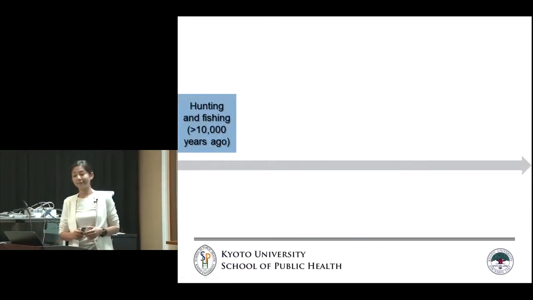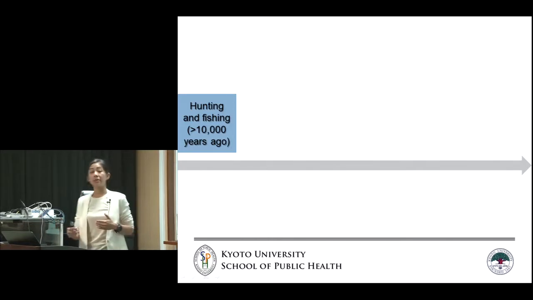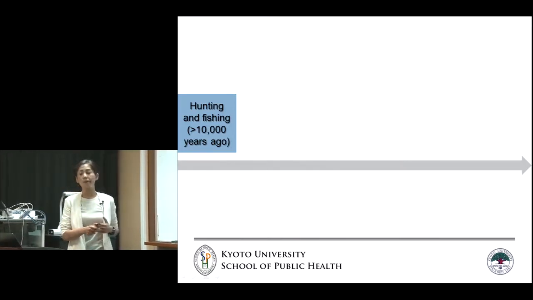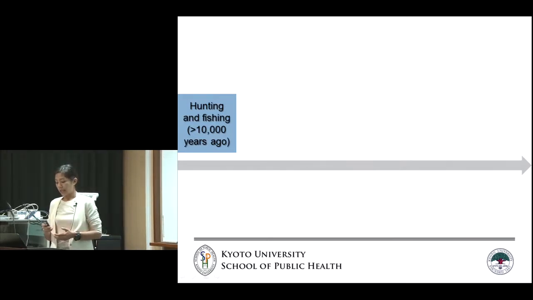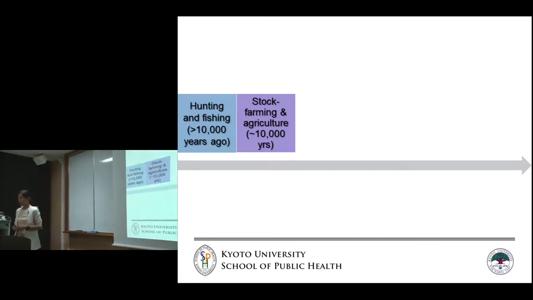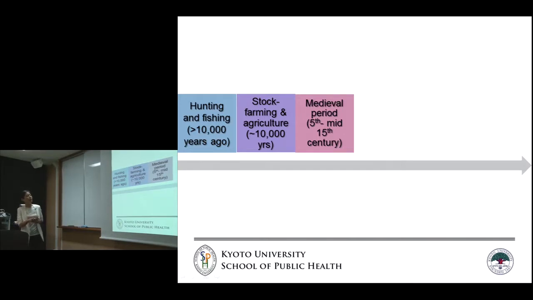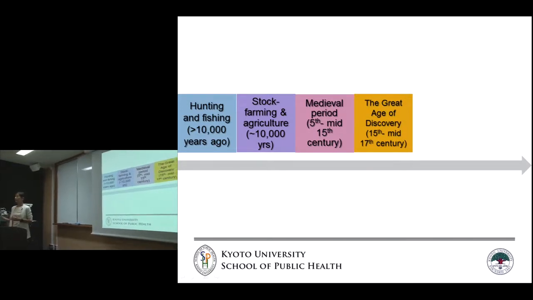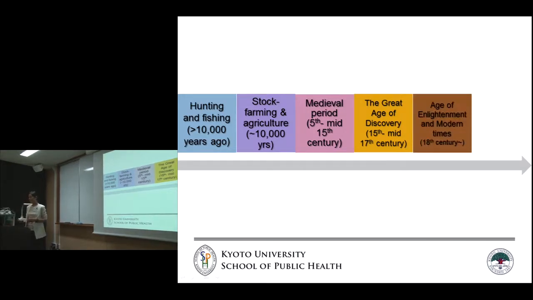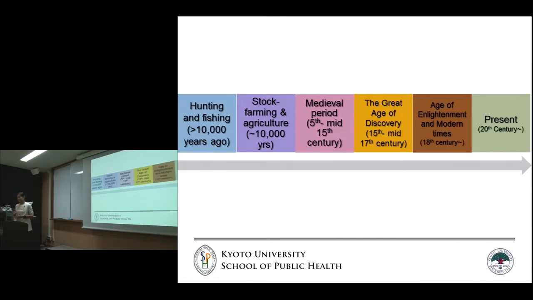So for the session, we will talk about the infectious diseases and their historical course, since over 10,000 years ago from the hunting and fishing age, and then followed by the period of stock farming and agriculture approximately 10,000 years ago, and the subsequent European medieval period, loosely from the 5th to mid-15th century, and the Great Age of Discovery from the 15th to maybe mid-17th century, and the Age of Enlightenment and modern times from the 18th century onwards to the present day of approximately the 20th century onwards.